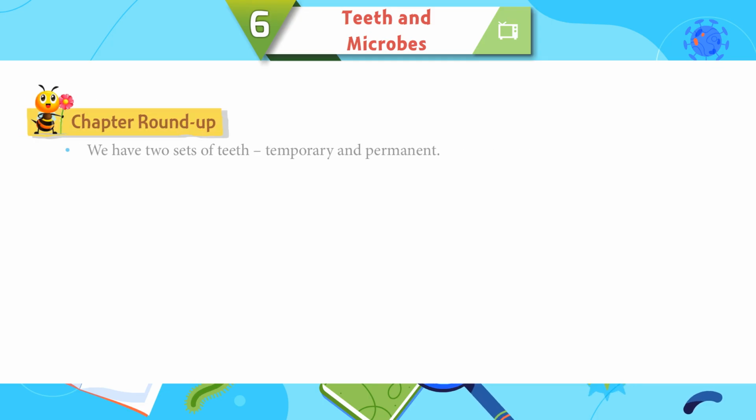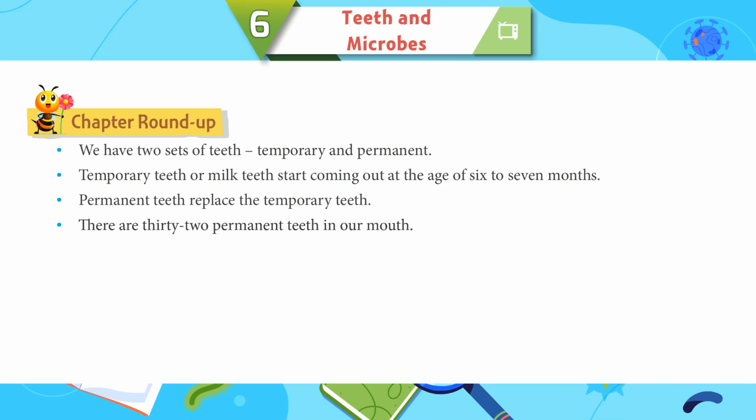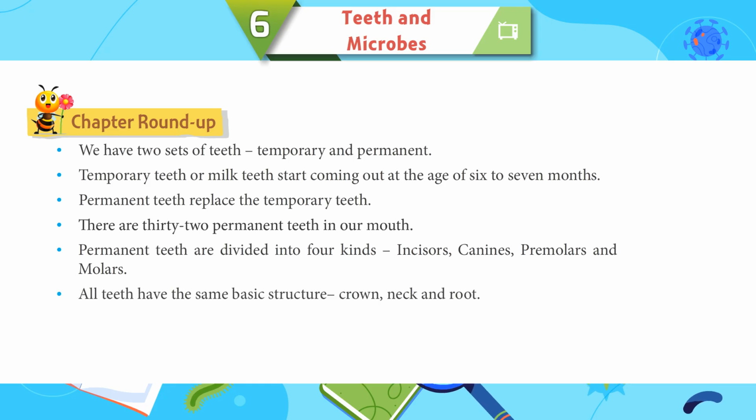Chapter Roundup. We have two sets of teeth, temporary and permanent. Temporary teeth or milk teeth start coming out at the age of 6 to 7 months. Permanent teeth replace the temporary teeth. There are 32 permanent teeth in our mouth. Permanent teeth are divided into four kinds: incisors, canines, premolars, and molars. All teeth have the same basic structure: crown, neck, and root.